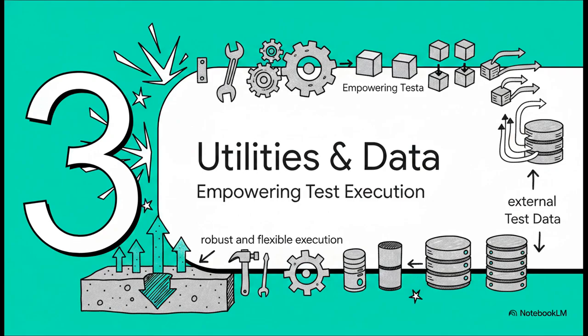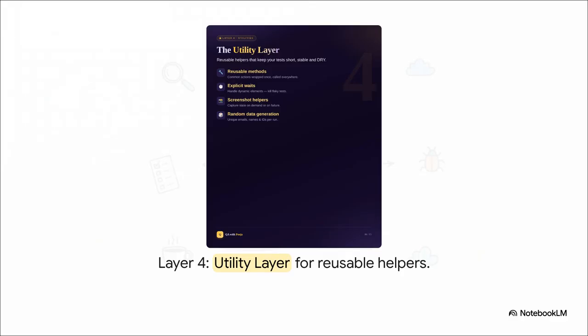Now, let's shift gears to Section 3: empowering tests using utilities and data to make execution robust. Layer 4 resides securely over in the utils folder. This layer provides all those reusable helpers that keep your tests short, stable, and perfectly DRY, meaning don't repeat yourself.